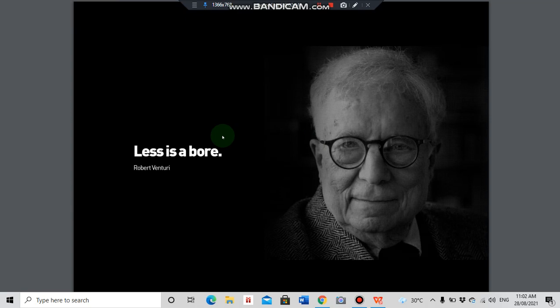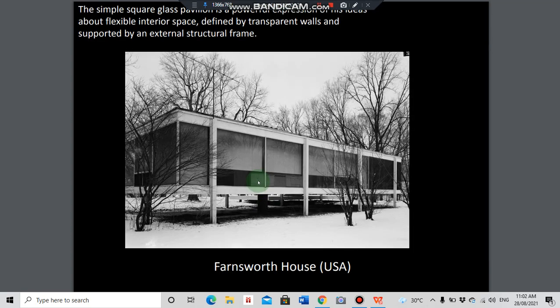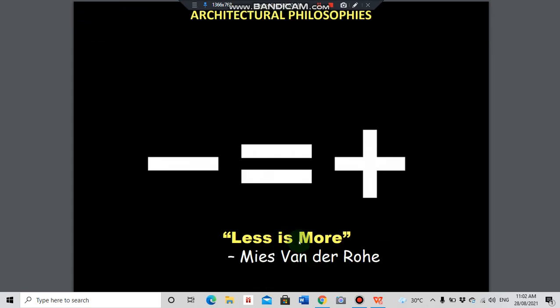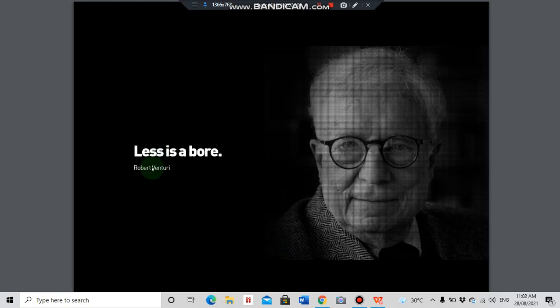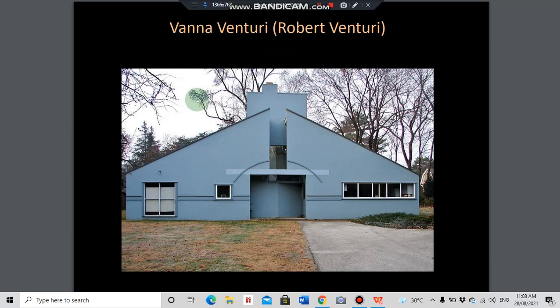So this one is the tawag ni Robert Venturi. Sabi nga ni Van der Rohe, less is more, ano? But sabi ni Robert Venturi, less is bore. Nakaka-bore. Boring, no? So Venturi, ito yung kanyang design.